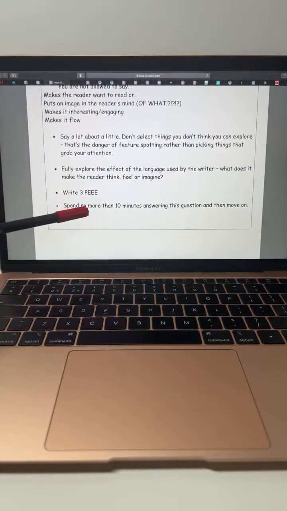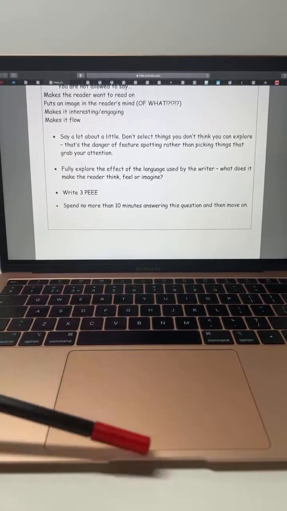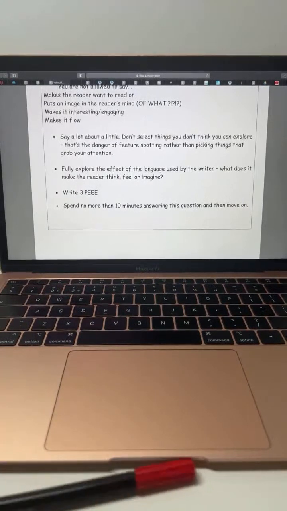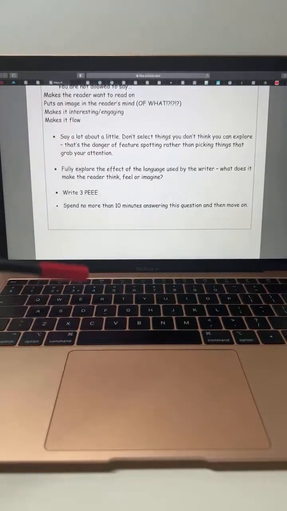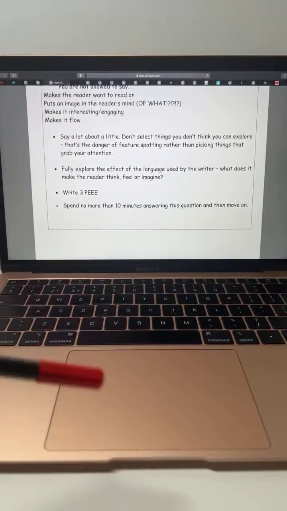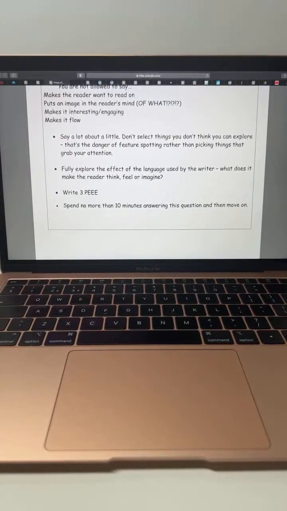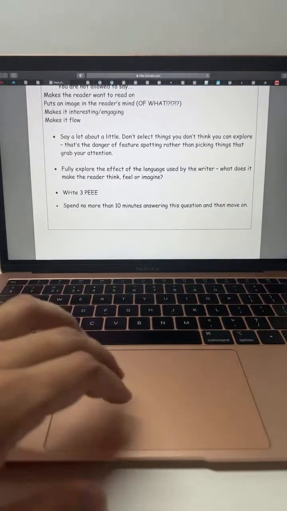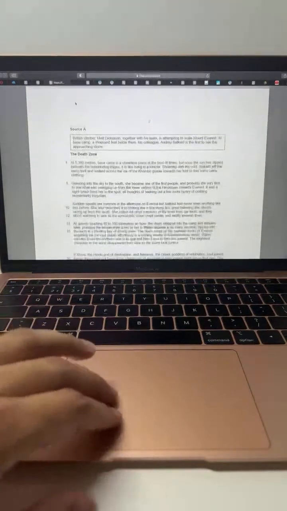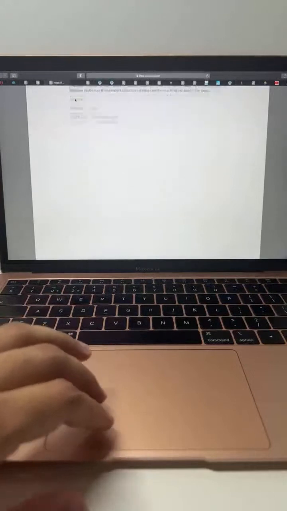And essentially, you're looking to write around three PETAL or PEEL paragraphs, and spend no more than 10 minutes answering the question, and then move on. Yeah, I mean, I would slightly tweak that here. I would say probably 12 to 15 minutes. It is 12 marks, so a minute a mark, but you can spend up to, I would say, 15 minutes on this question. I think 10 minutes is really short, but I think 15 minutes would be ideal for this question. Okay, so that is literally what you need to do in terms of approaching question three language analysis.